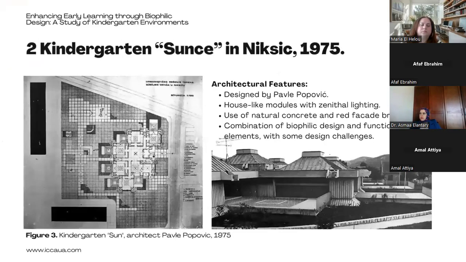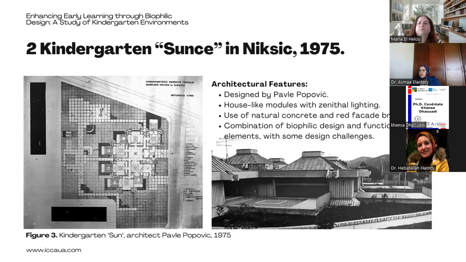The second case study is the kindergarten Sunce, designed by Pavle Popović in 1975. The building's design multiplies house-like modules, embodying a form that children naturally associate with the home, constructed using concrete, natural concrete, and red brick walls. The dominant architectural elements are the roof surfaces, which effectively drain water on all four sides. The inclusion of lanterns allows for zenithal lighting, creating bright, naturally lit spaces that are ideally suited for children.